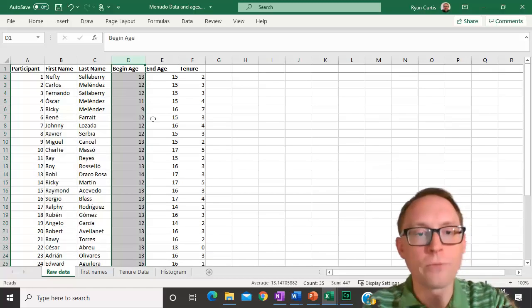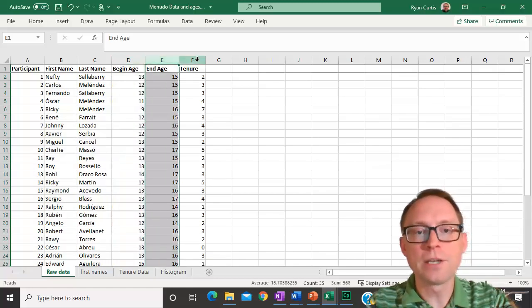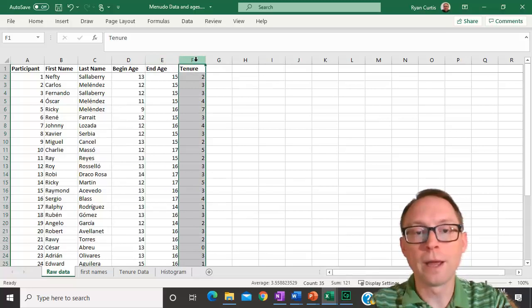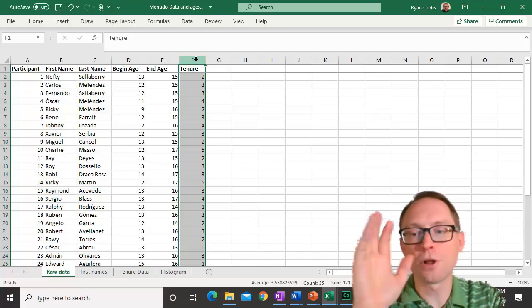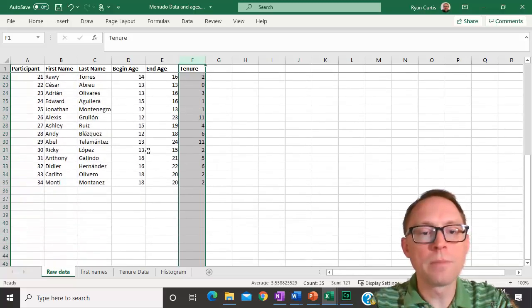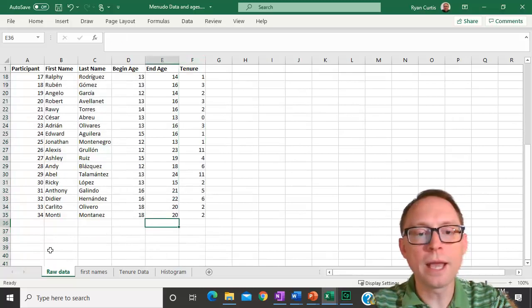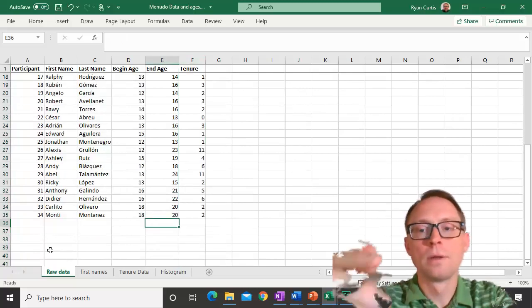Anyway, fine. These are the beginning age and the end age. Tenure just means how long they were in the band. All it is is the end age minus the beginning age. So that tenure just means how long they were in Menudo. All right. So these are all the different members of Menudo, all of them. So let's go ahead and ask first a couple of questions.